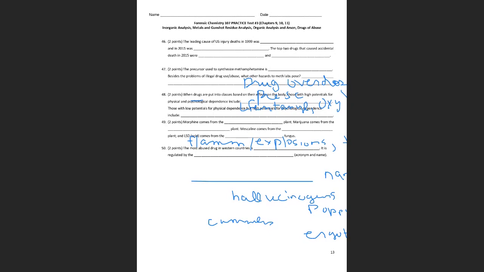The most abused drug in Western countries, alcohol. Still the most abused drug. It's over the counter. You just need to be 21 to buy it. And it's such a part of social life that people think it's okay, but it is highly addictive. Alcohol, Bureau of Alcohol, Tobacco, and Firearms regulates alcohol.